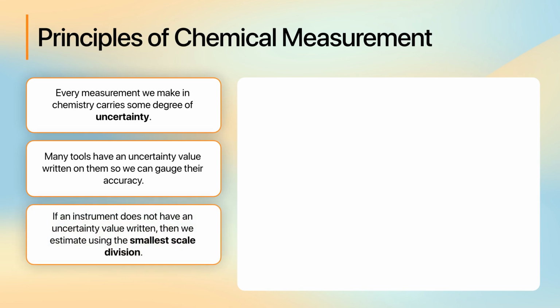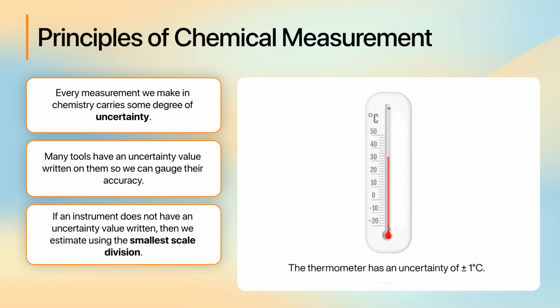If an instrument does not have an uncertainty value written, then we estimate its uncertainty as plus or minus half the smallest scale division. For example, if a thermometer has a mark at every 2 degrees Celsius, then it has an uncertainty of plus or minus 1 degree Celsius. If you measure the temperature to be 10 degrees Celsius plus or minus 1 degree Celsius, for example, this means the actual temperature can be anywhere between 9 degrees Celsius and 11 degrees Celsius. This range indicates the possible true values the temperature might have.